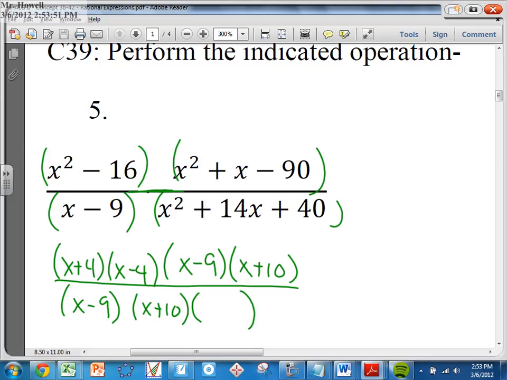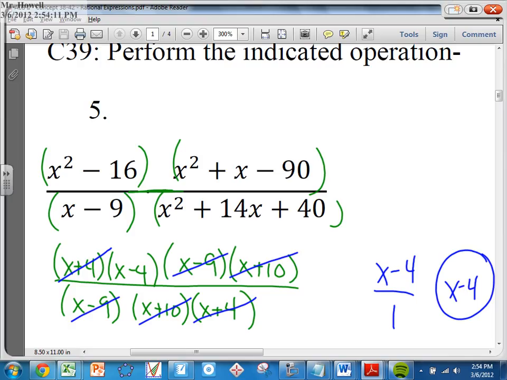X plus 10? X plus 4. Plus 4. Good. Be careful there. So start canceling. Cancel, cancel, cancel, cancel, cancel, cancel. So what's left? X minus 4 over 1. But do I need it over 1? Okay, simply x minus 4.